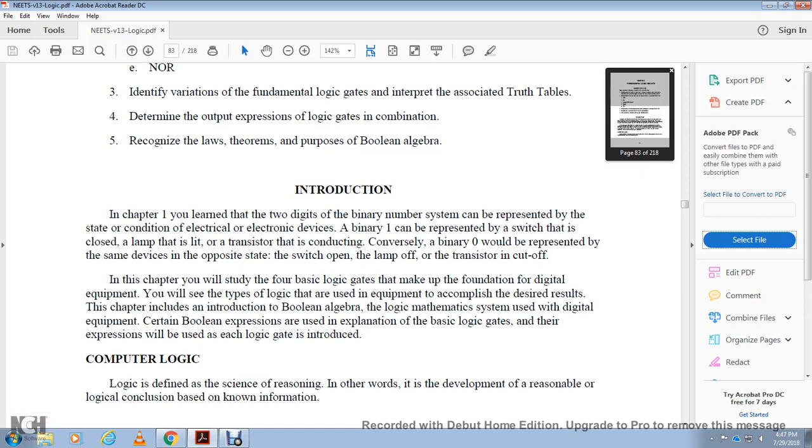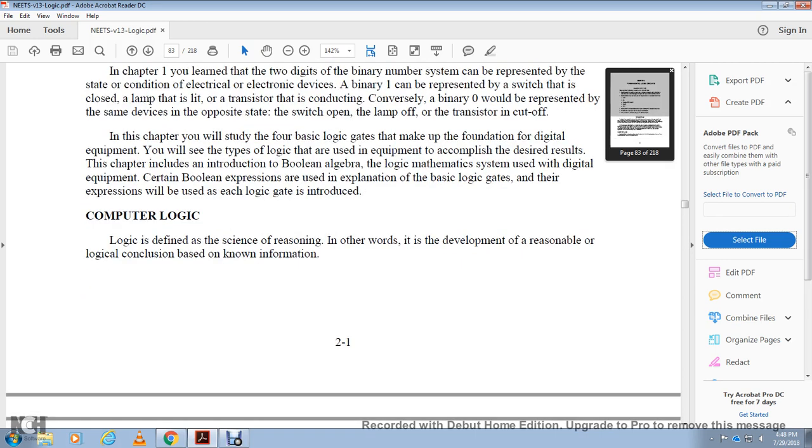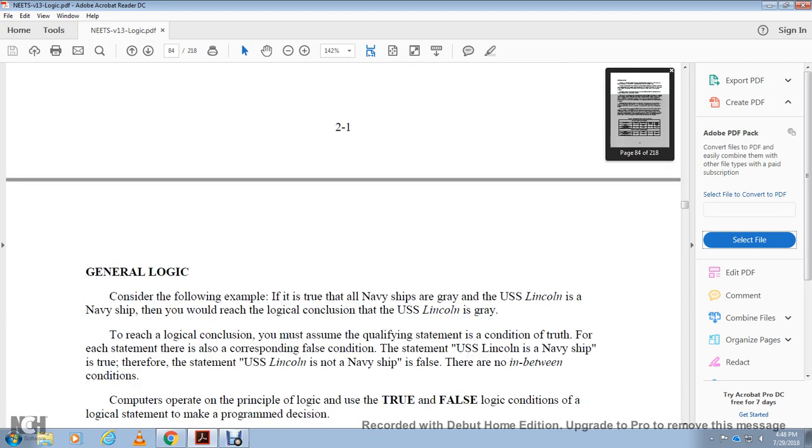Computer logic. Logic is defined as the science of reasoning. In other words, it is the development of a reasonable or logical conclusion based on known information. Consider the following general logic example. If it is true that all Navy ships are gray, and the USS Lincoln is a Navy ship, then you would reach the logical conclusion that the USS Lincoln is gray. To reach logical conclusions, you must also qualify the statement with a condition of truth, for each statement there is a corresponding false condition.